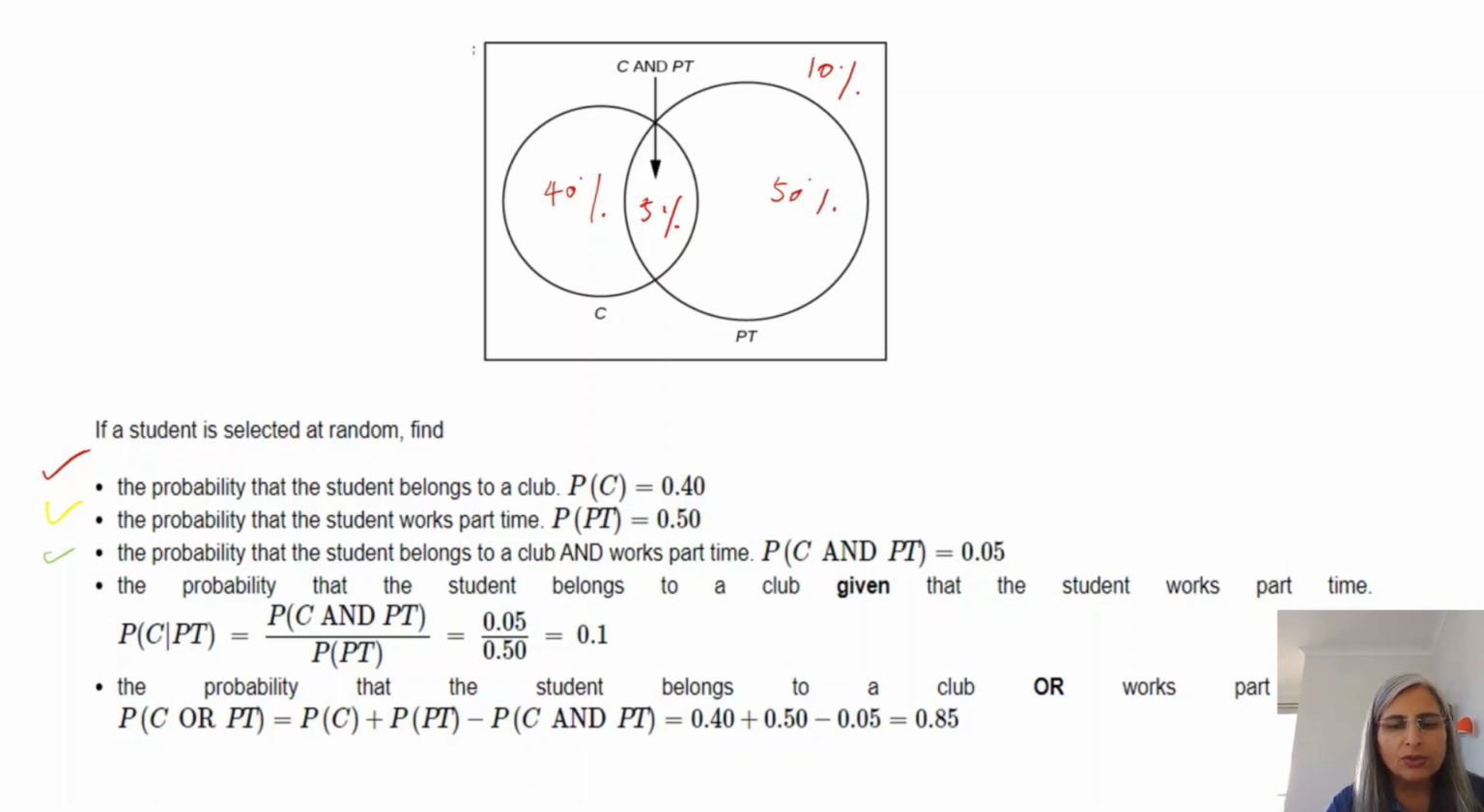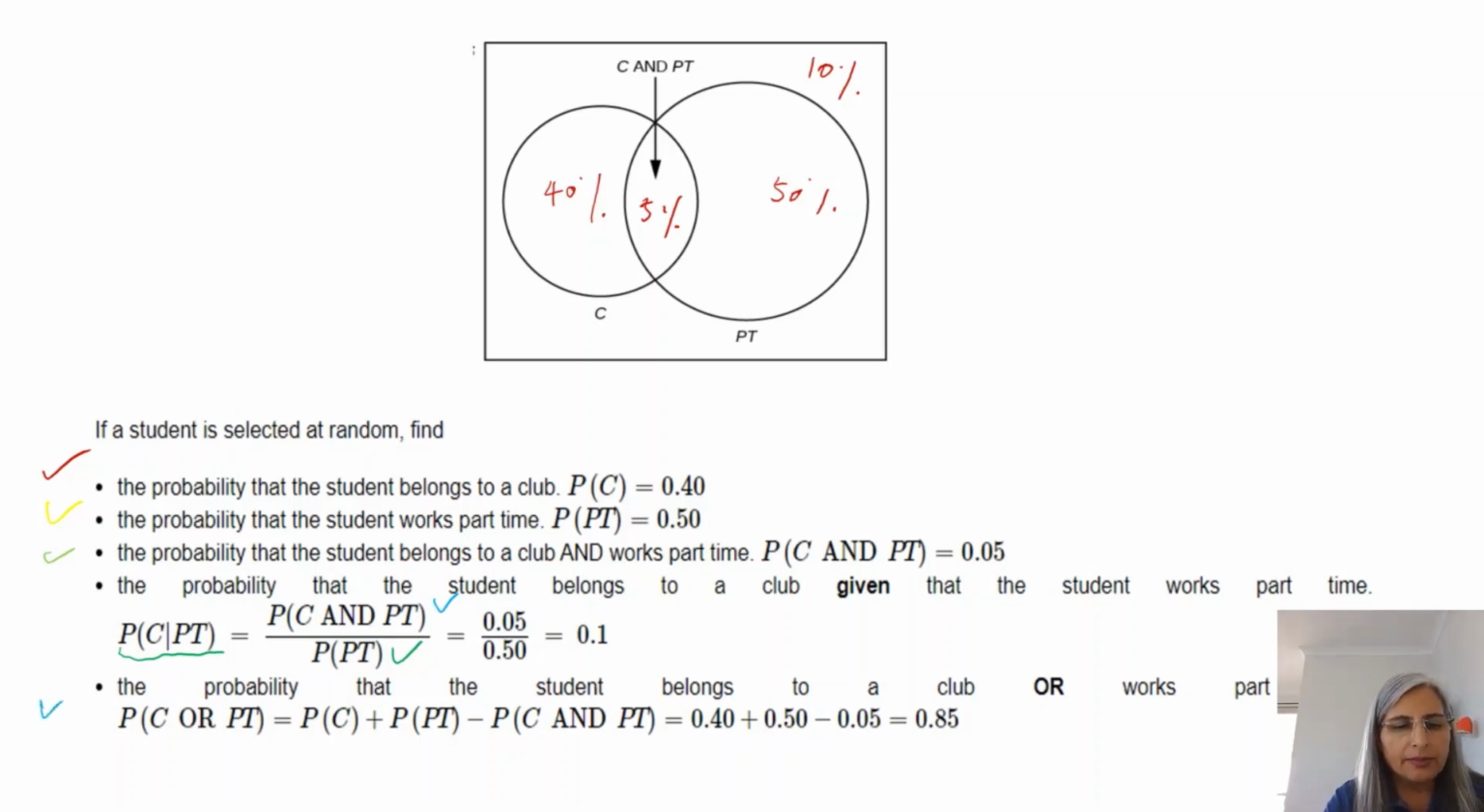And the probability that the student belongs to a club, given that the student works part-time, which is probability of C given PT, is we know that when we consider all the possibilities of working part-time, then we place it in the denominator, and then we find the choice, which is the intersection of C and PT, and we place it in the numerator. So it turns out to be 5% divided by 50%, which turns out to be 0.1.